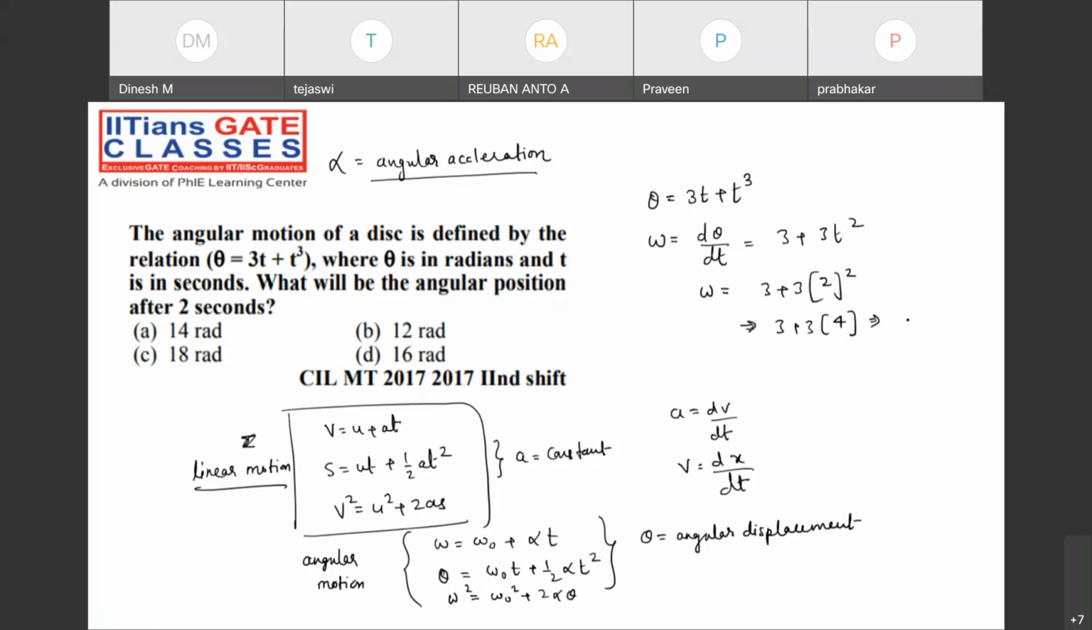Three plus 3t square, right? I'm getting around 15 radian per second. But they are not asking omega, they are directly asking what? Theta only. Then what will be the theta? Simply put the value.